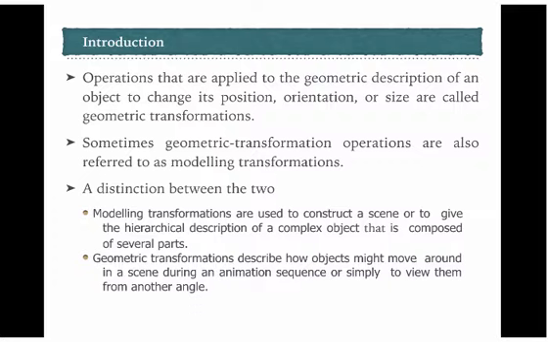What is the difference between these two? Modeling transformations are used to construct a scene or to give the hierarchical description of a complex object that is composed of different parts. Geometric transformations describe how objects might move around in a scene during an animation sequence or simply to view them from another angle.